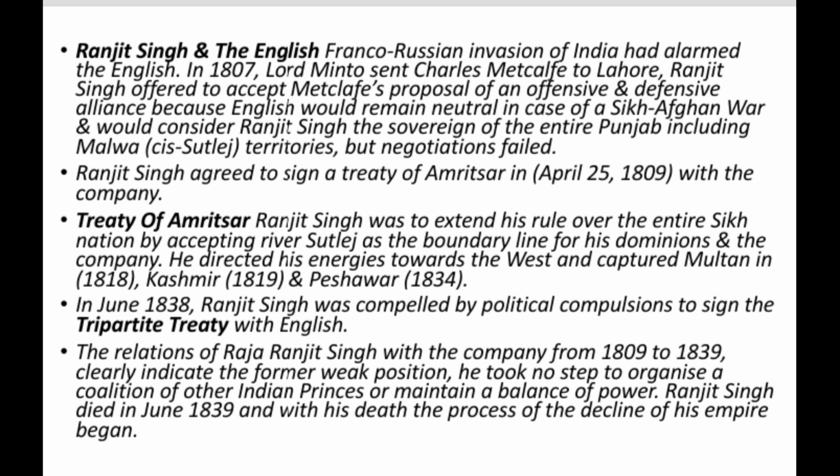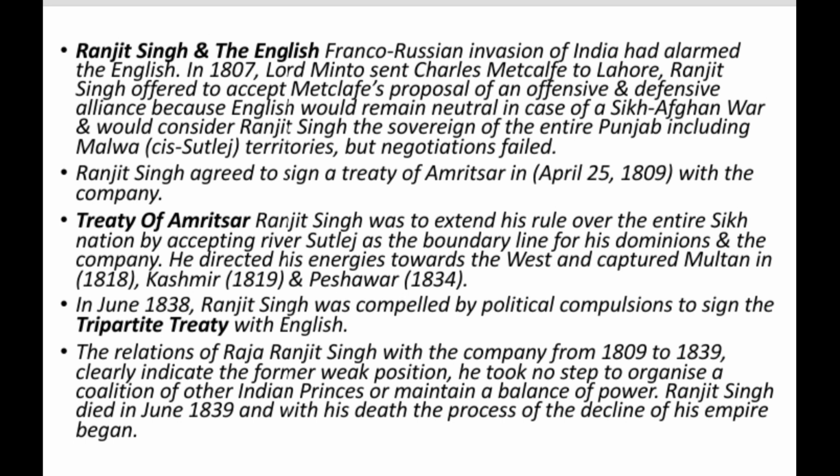However, the negotiations failed. In the changed political scenario, with the Napoleonic danger reduced, the English became more assertive. Ranjit Singh agreed to sign the Treaty of Amritsar on April 25, 1809 with the Company. The Treaty of Amritsar was significant for its immediate and potential effects, and it checked one of the most cherished ambitions of Ranjit Singh to extend his rule over the entire Sikh nation, and it accepted the river Sutlej as the boundary line of the dominions of the Company.